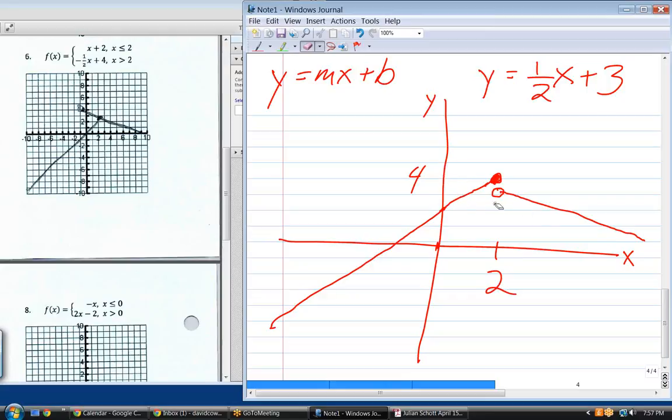So you don't really notice how much easier it was to do it the second way, where we figure out our starting point by plugging x equal 2 into the function, and that's where our open circle goes, at 2, 3. Okay?